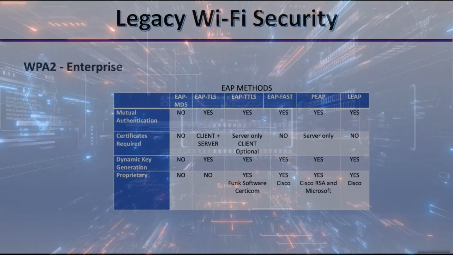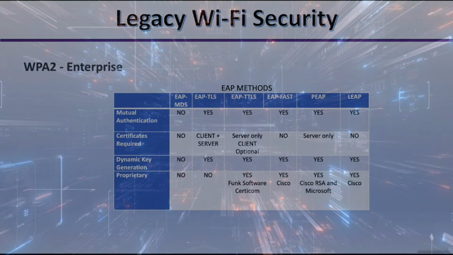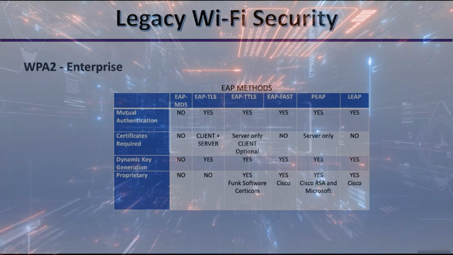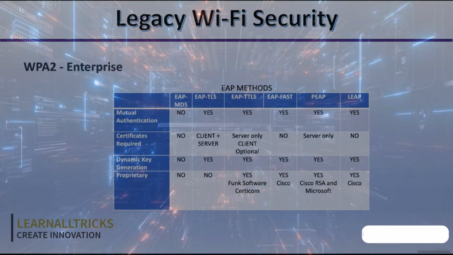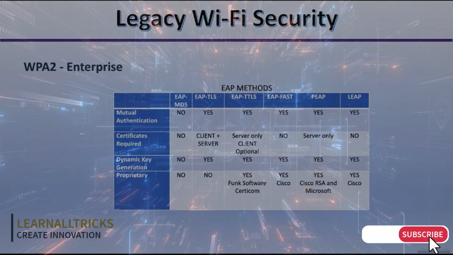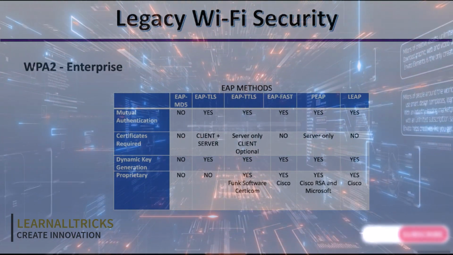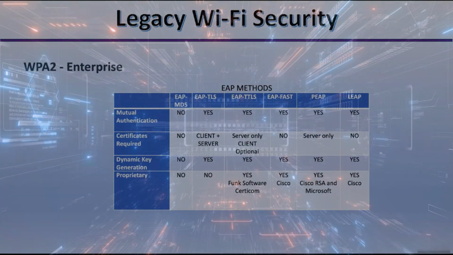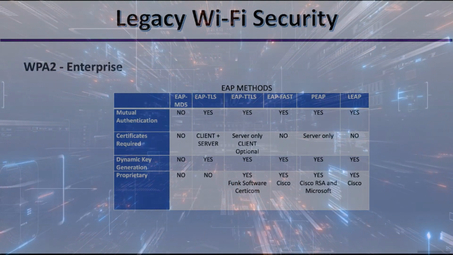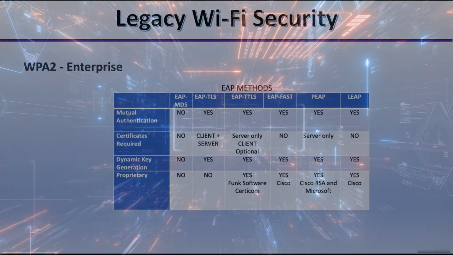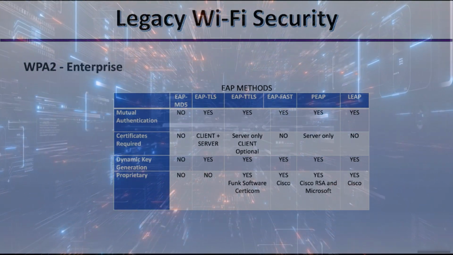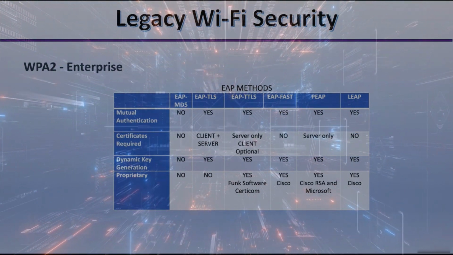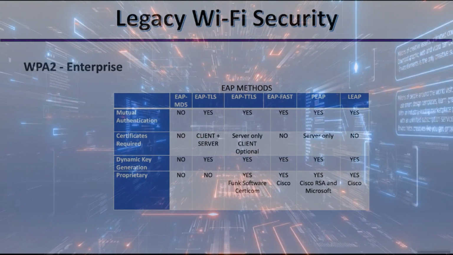Now, there's a number of EAP methods, and most EAP types rely on a server-side digital certificate to validate the authentication server. This certificate that sits on the RADIUS server undergoes verification by the supplicant's root certificate held by the client device. And through this process, the supplicant ensures the authenticity of the server-side certificate, establishing a secure connection.